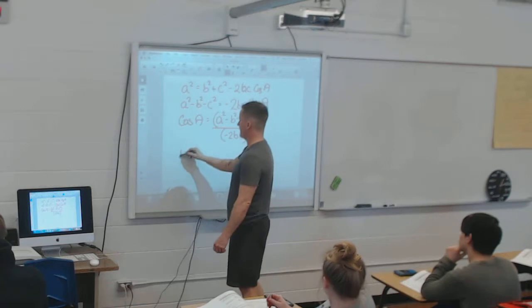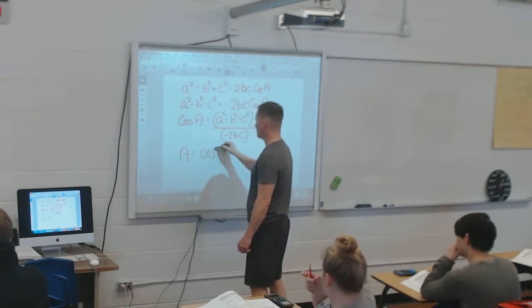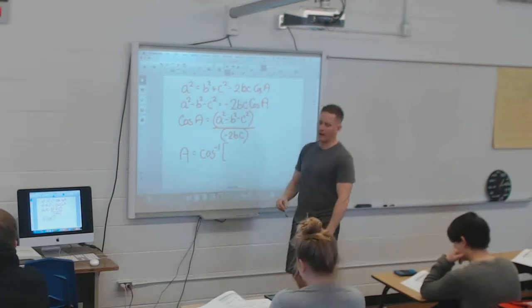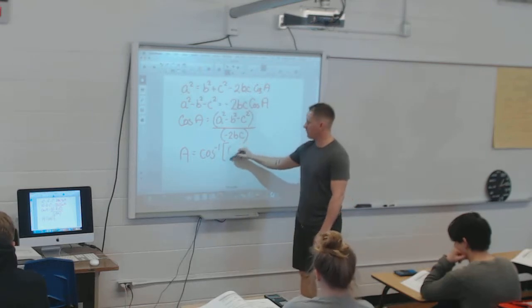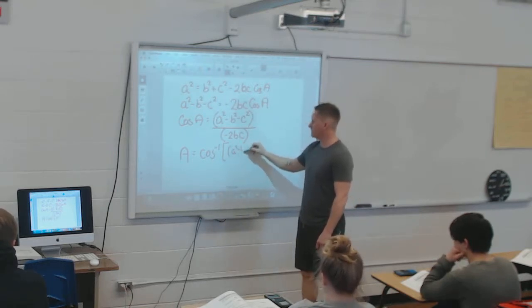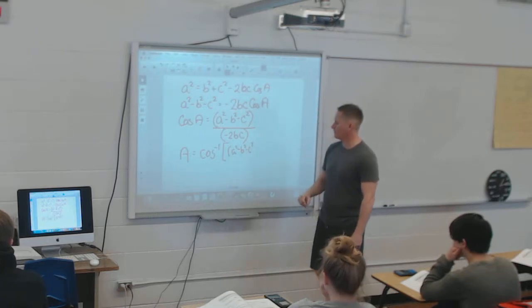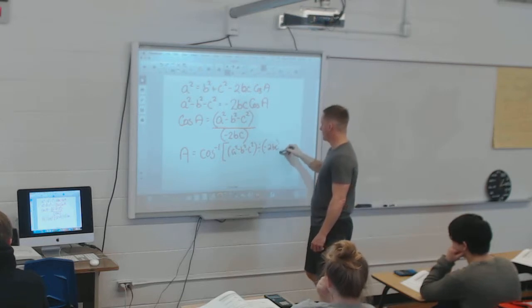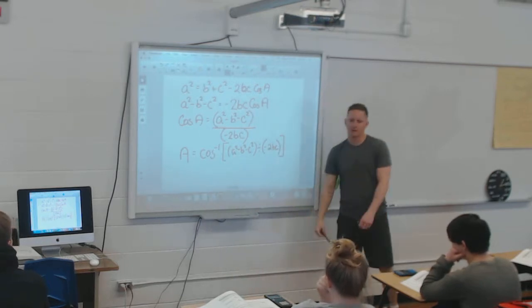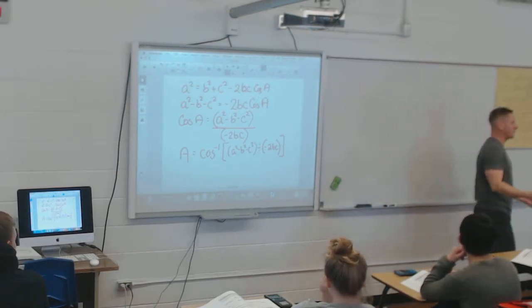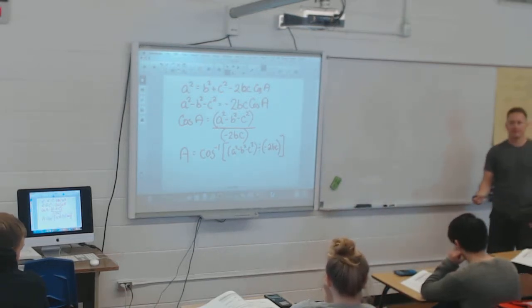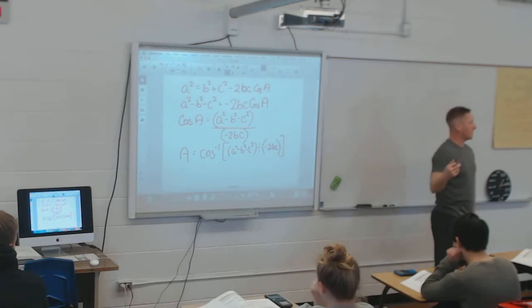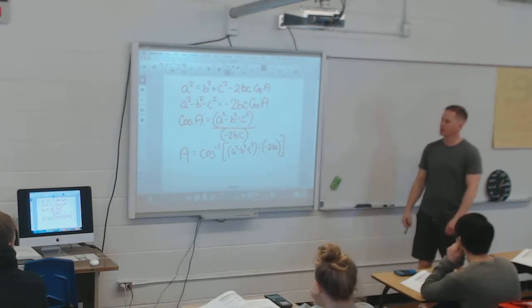I wouldn't write this down, but I'm going to show it to you. If I was punching that into my calculator, I would do inverse cos first. Then I have a bracket. Then I go a squared minus b squared minus c squared. Close the bracket, divided by, open bracket, minus 2bc, close bracket, close bracket. Those would be the keystrokes I would use on my calculator to get A. I can do this all in one motion, punching it all in at one time.